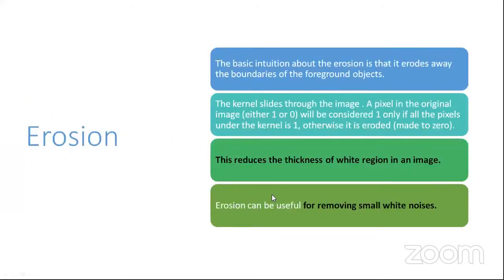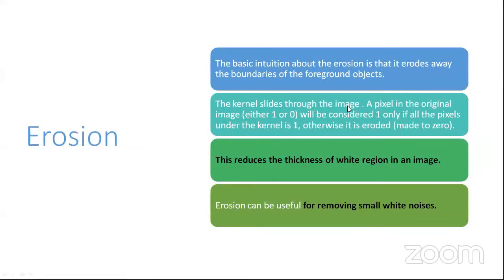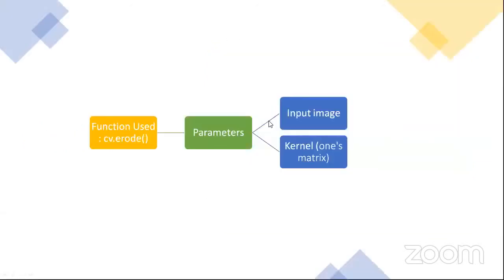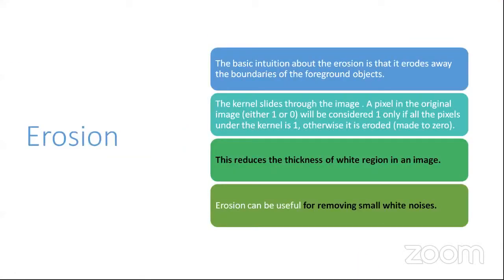We will see each of these operations. First is erosion. In erosion, it basically erodes away the boundary of the foreground object. So in erosion, what we do basically, we have a kernel. We will slide it over here. So if all the pixels under the kernel are 1, then we will make it 1. Otherwise, it will be considered as 0.